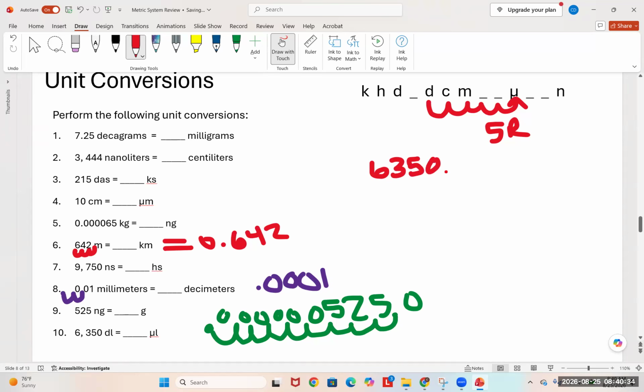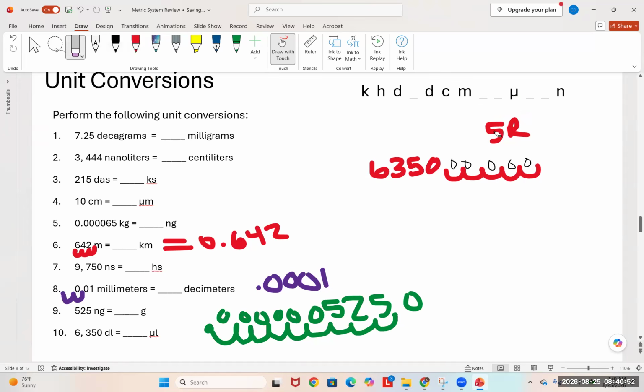So we have 6,350 right there. So we're going to move it 5 places to the right. 1, 2, 3, 4, 5. So essentially, we're just tacking on 5 zeros to the end of this. Okay, so again, a very large number of microliters.